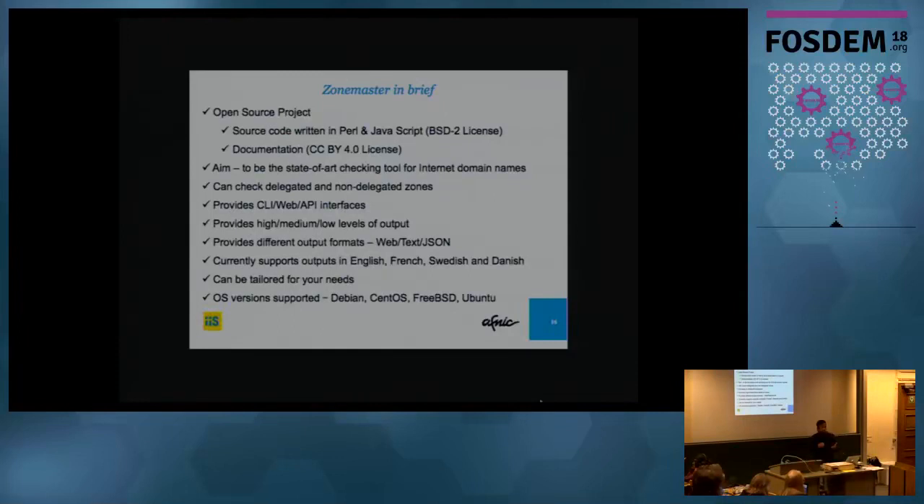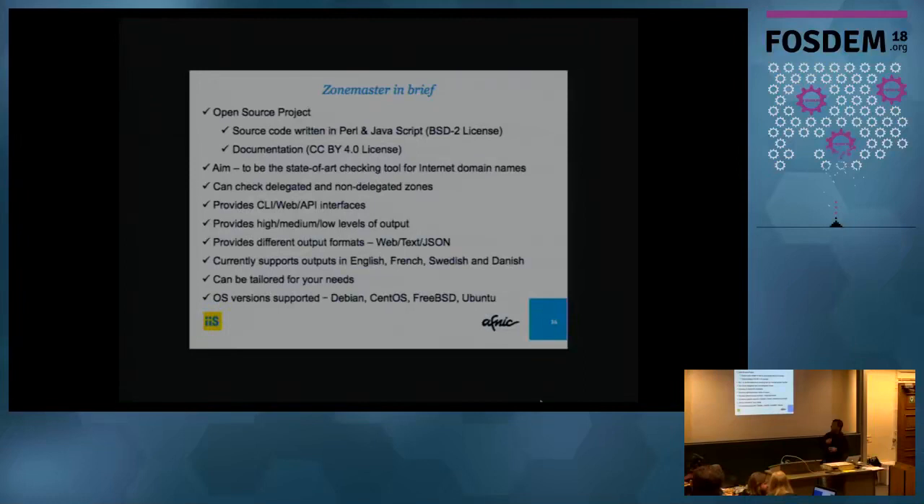So our objective, when I say our objective, both the Swedish registry and the French registry, was to create Zonemaster as a tool that should be used by everybody to test the zone validity for the DNS zone. You can use it for delegated and non-delegated zones. When I say non-delegated zones, it is not already there in the DNS. You can test them. There are 3 types of interfaces: CLI, web, and API. We can have different levels of output. You can have high, medium, and low levels of output. You can have the output in web, HTML, text, and JSON.